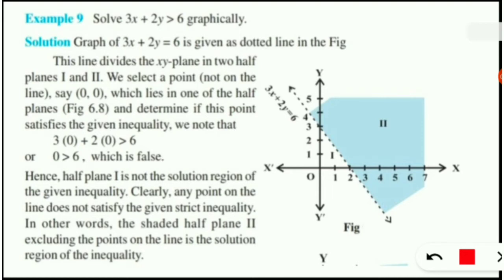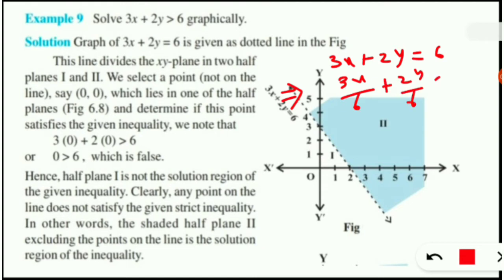So 3x + 2y = 6. If we divide by 6, 3x by 6 plus 2y by 6 equals 6 by 6, that is 1. So this implies x by 2 plus y by 3 equals 1. This is the x by a plus y by b equals 1 form.